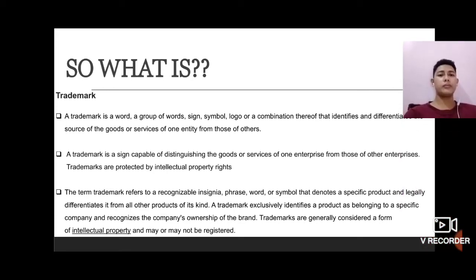The term trademark refers to a recognizable insignia, phrase, word, or symbol that denotes a specific product and legally differentiates it from all other products of its kind. Trademarks exclusively identify a product as belonging to a specific company and recognize the company's ownership of the brand. Trademarks are generally considered a form of intellectual property and may or may not be registered.